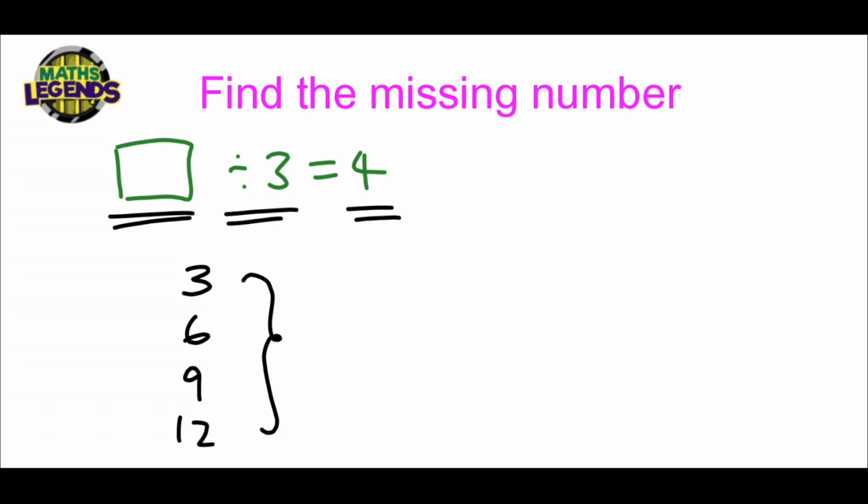So we have 4 here. So 4 times 3 is your 12, and that's your answer in here. So 12 divided by 3 is 4. So that's the right answer there. Now let's try our other method.